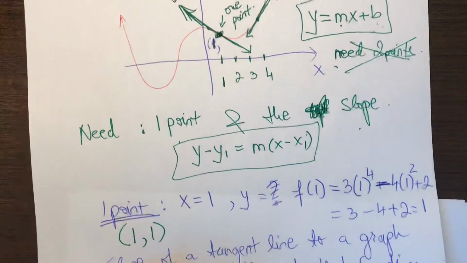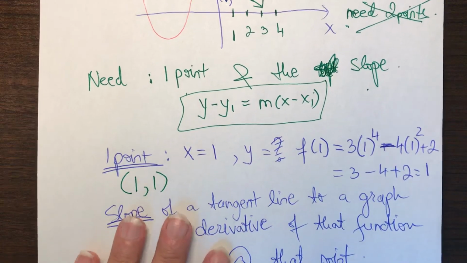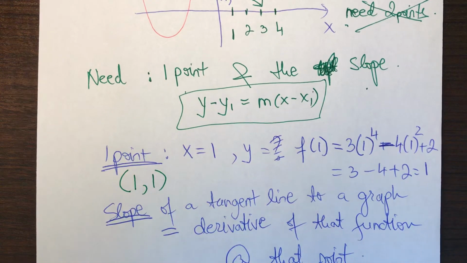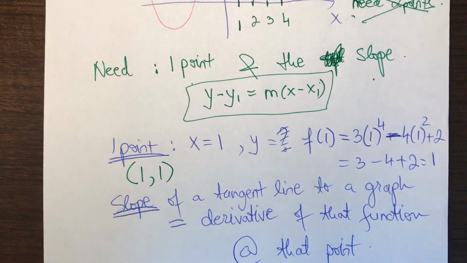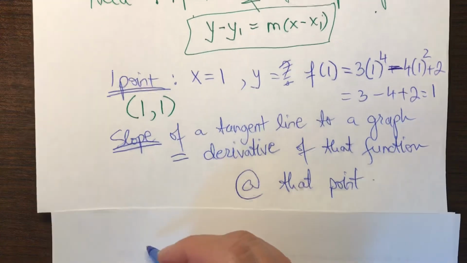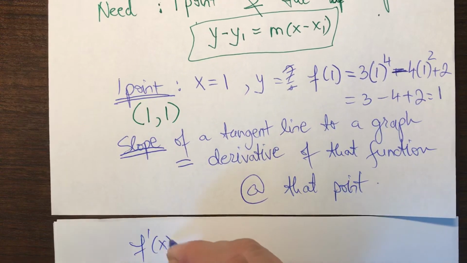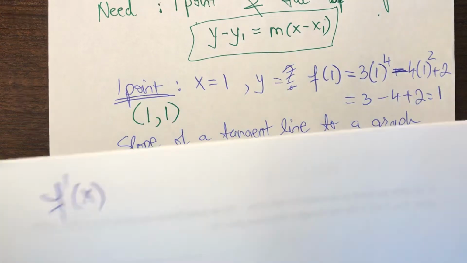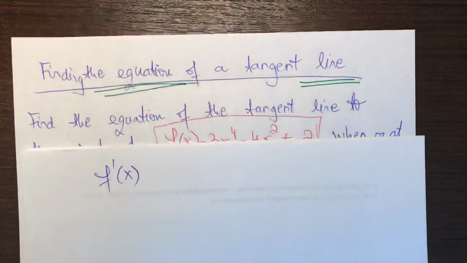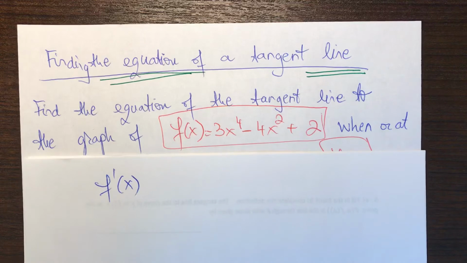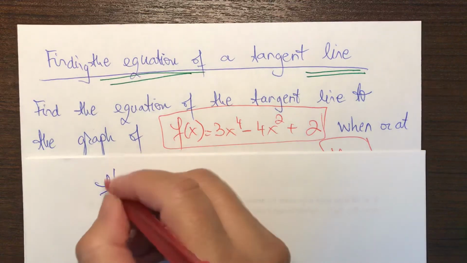So, again, for an equation of a line, we need a point. We found it. We need the slope. Well, let's go find out. How do I find the slope? First things first, I have to find the derivative. So, what's the derivative of this function? I'm just going to go back up here. Here's my function. What is the derivative of this function?